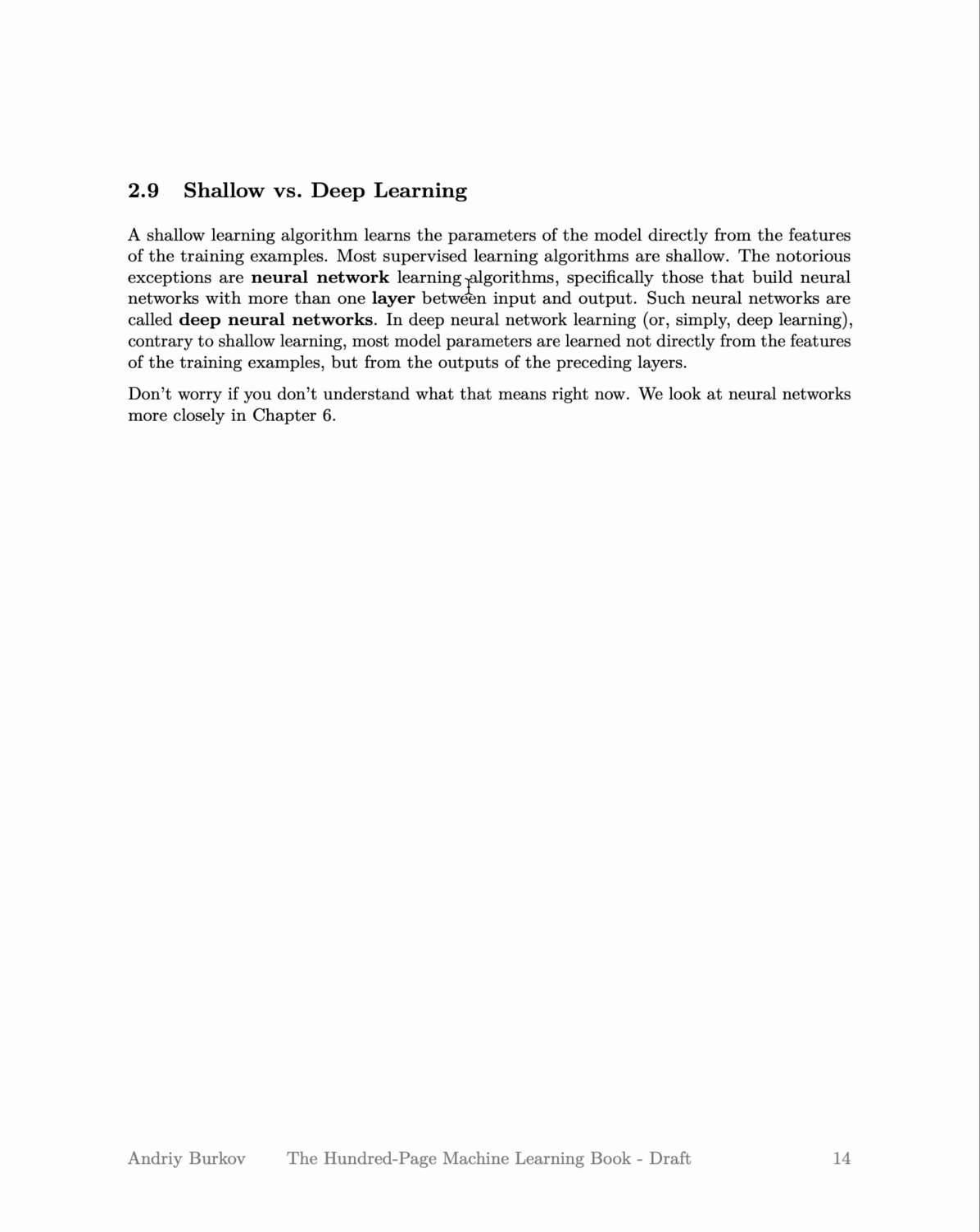Deep learning will take the input and apply some transformation, some equation on it, which will improve the machine's ability to understand the relationship between the input and the output. So a deep learning model is more accurate, right? So for example, deep neural networks. In deep neural networks, most model parameters are not learned directly from the features of the training samples, but from the outputs of the preceding layers. We will get to that in chapter 6, where we will have a closer look at neural networks.